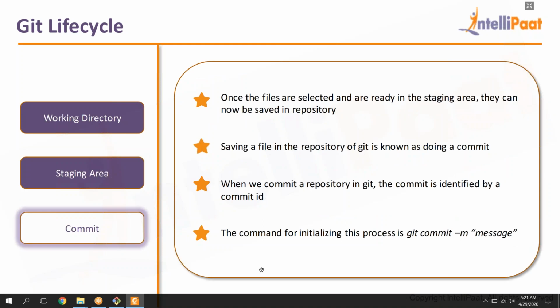Finally, we have this command. Once the files are selected already in the staging area, they can now be saved in the repository. Whenever you want to save your code, you can always say git commit -m and a message. And you need to give a message, right?